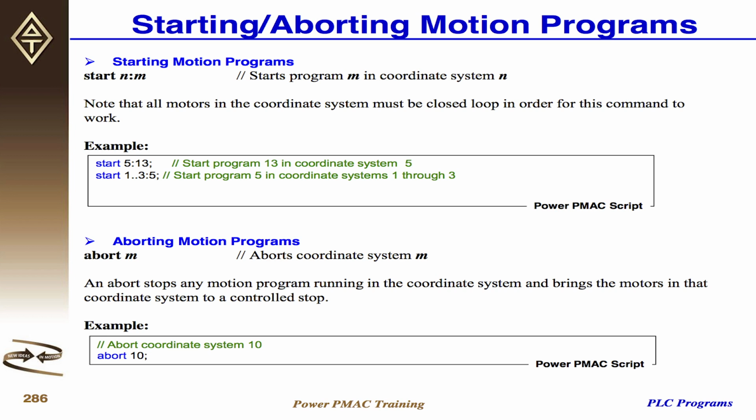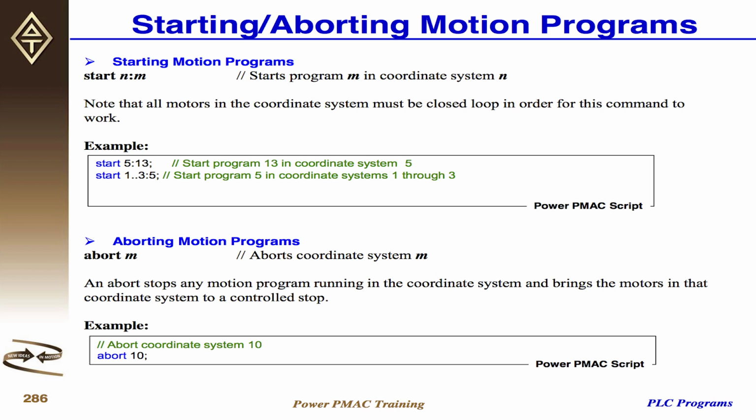So to start motion programs from a PLC, you can use the start n:(m) command. This will start program M in coordinate system n. So in this example, we're issuing start 5:13, which will start program 13 in coordinate system 5. You can also start the same motion program in multiple coordinate systems using the dot syntax or comma syntax. So here start 1.3:5 will start program 5 in coordinate systems 1 through 3.